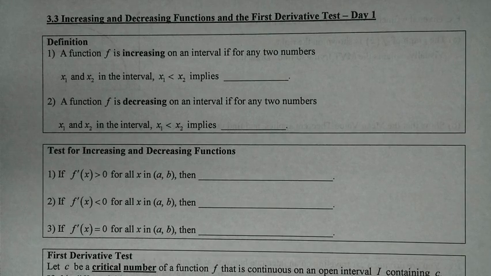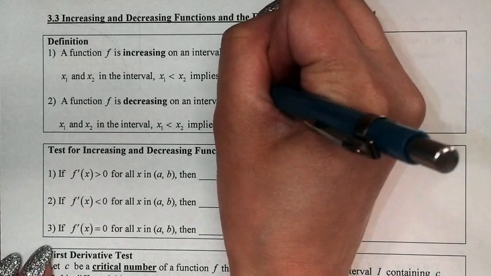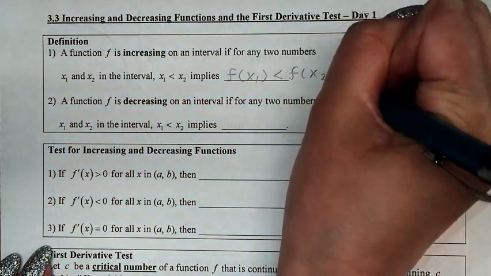Hi guys, today we're going to learn about increasing and decreasing functions and the first derivative test. Let's start with the first definition. A function is increasing on an interval if for any two numbers, let's call them x1 and x2 in the interval, x1 less than x2 implies that f of x1 is less than f of x2.